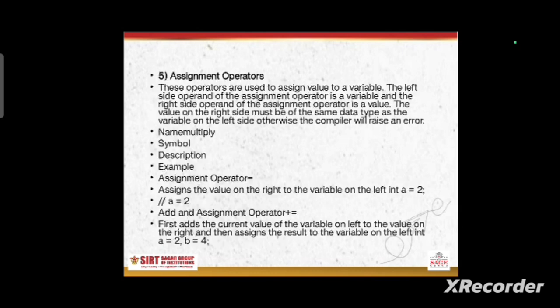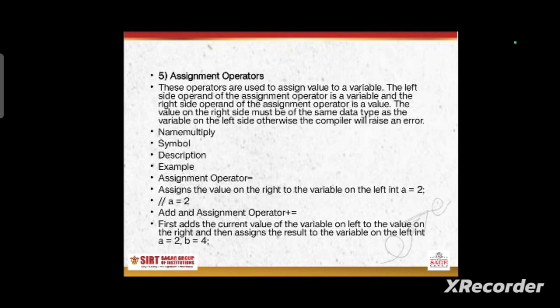Now the assignment operators. Whenever we have to assign a value, we use equal to, and if we want to compare two things, we have to use double equal to. So for the assignment operator, we use single equal to. These operators are used to assign a value to a variable. The left side operand of the assignment operator is a variable, and the right side operand is a value. The value on the right side must be the same data type as the variable on the left side, otherwise the compiler will raise an error.